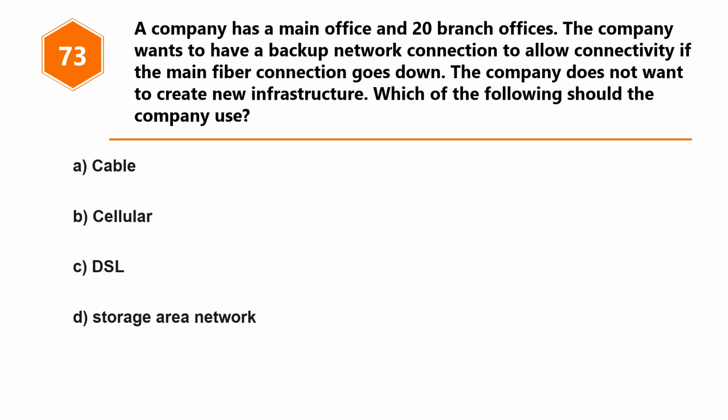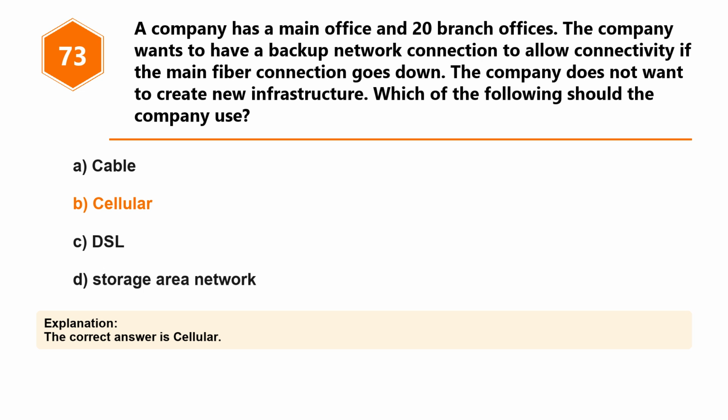Question 73. A company has a main office and 20 branch offices. The company wants to have a backup network connection to allow connectivity if the main fiber connection goes down. The company does not want to create new infrastructure. Which of the following should the company use? Option A, cable. Option B, cellular. Option C, DSL. Option D, storage area network. The correct answer is option B, cellular.